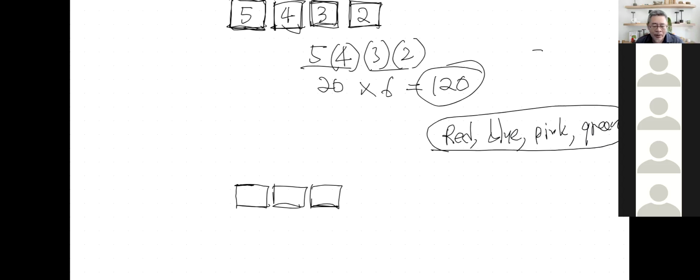Yeah, again, I was trying to figure out how many choices for the first one, first location, how many choices for the second, how many choices for the third.